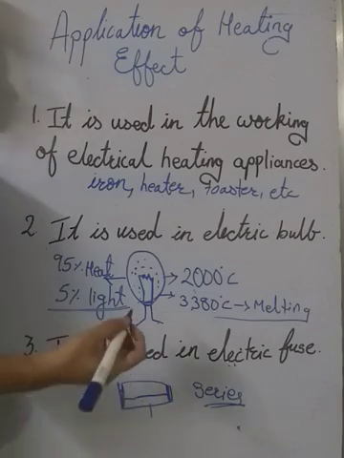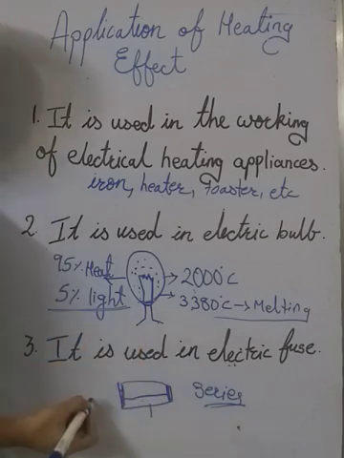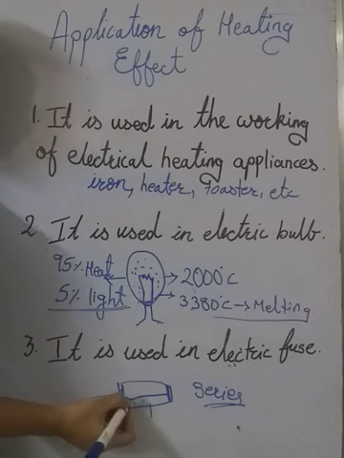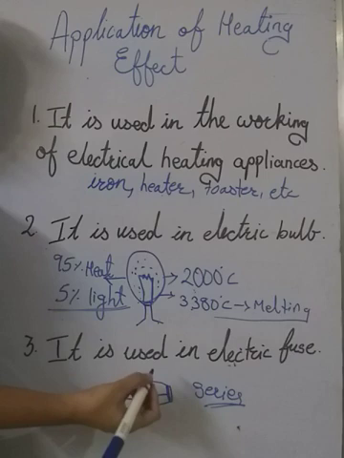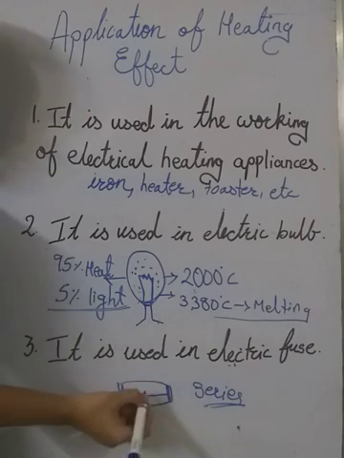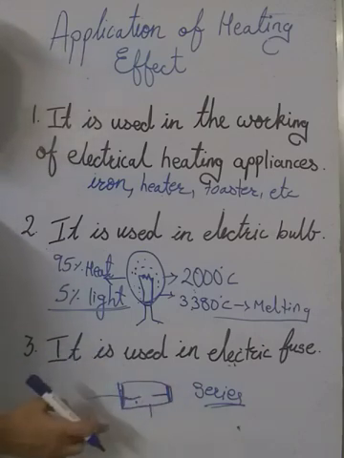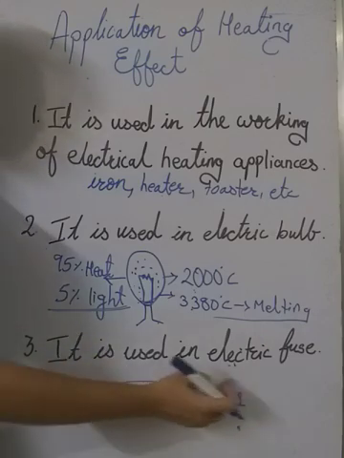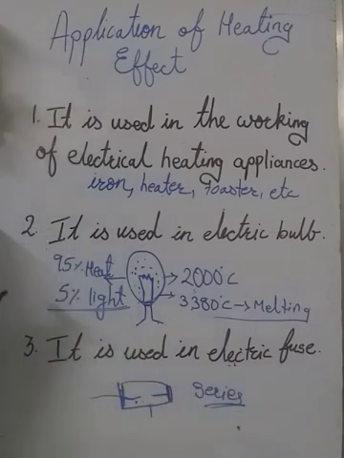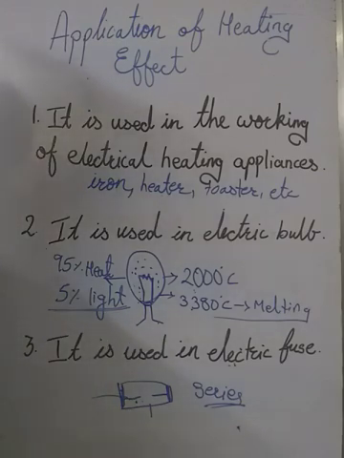So when there is overcurrent, what happens? The current comes here, but since this has higher resistivity and it melts at a very low temperature, the current rises in this wire and it melts and breaks. And when it breaks, the supply is cut off and all the apparatus are saved from getting harmed. So this was about your application of heating effect.